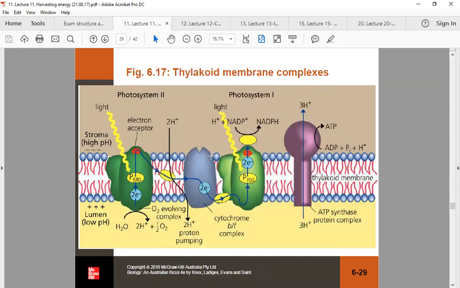And we also have this protein complex here, which is called the cytochrome BF complex. And then over to the right in purple, we have our ATP synthase protein complex. Very much like the ATP synthase that we just saw in the electron transport chain found in the mitochondrion. All right, so inputs and outputs.